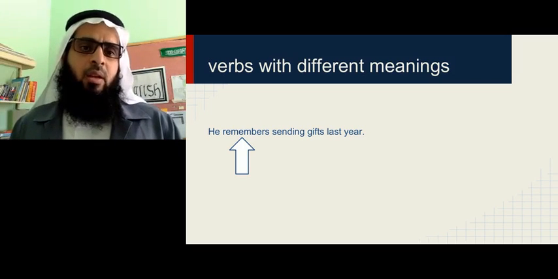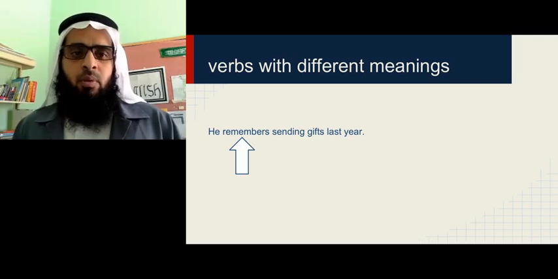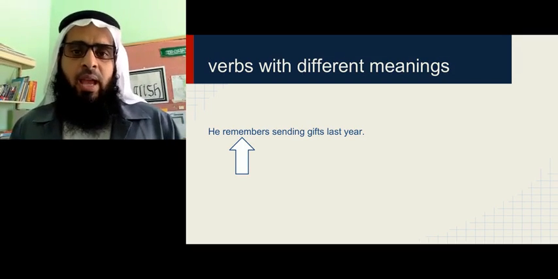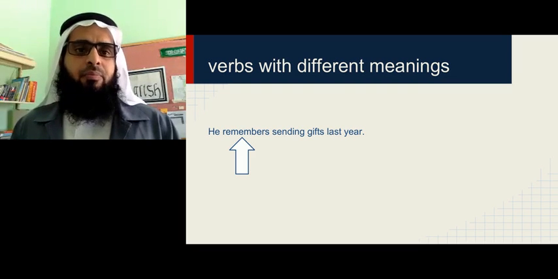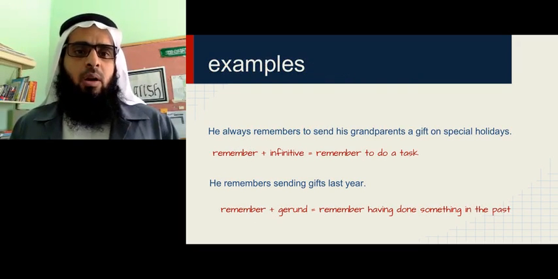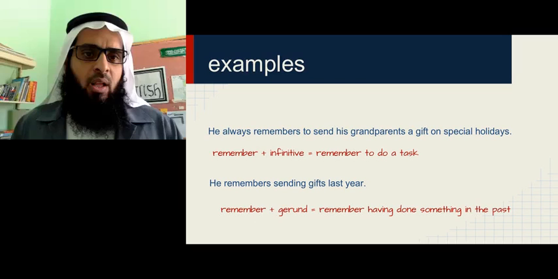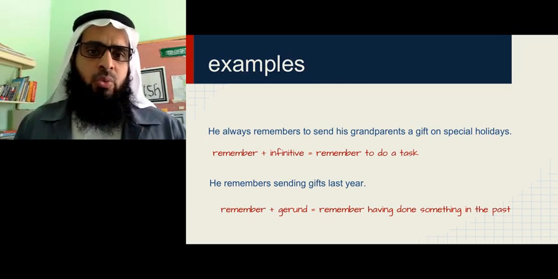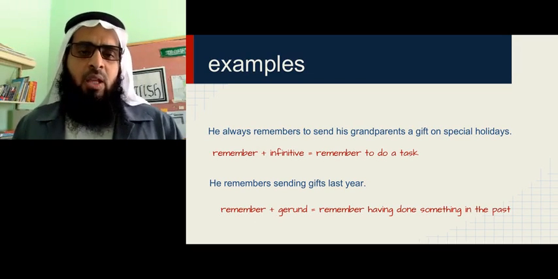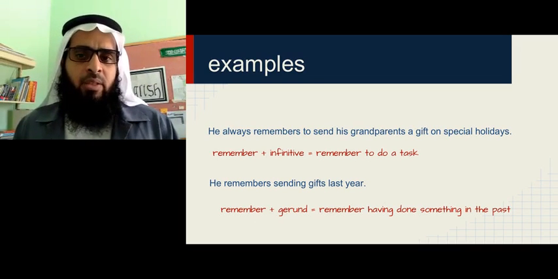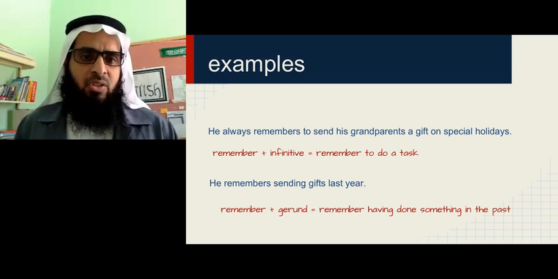What does that mean? Well, both of the verbs are the same. However, they have two different meanings. Now, if you consider the first verb, the meaning of the first verb is remember to do a task. He always remembers to send his grandparents a gift. So he always remembers a task. While the other one means that he always remembers having done something in the past.